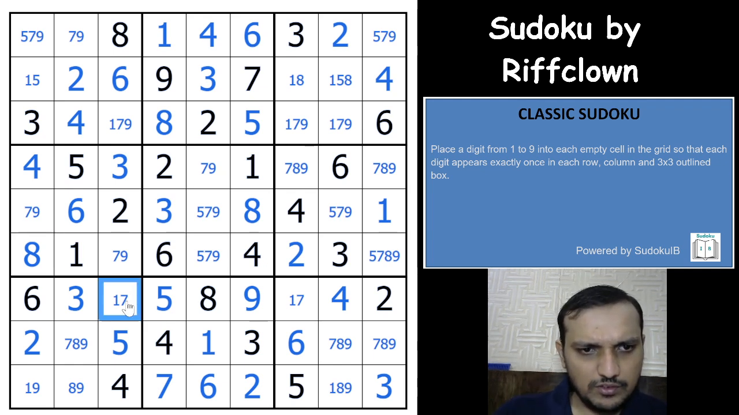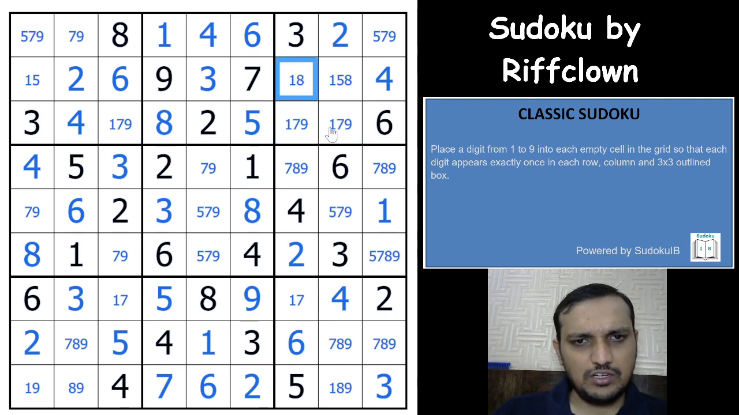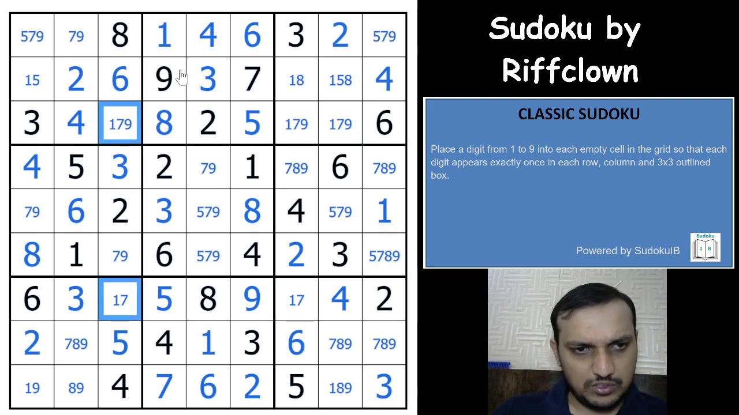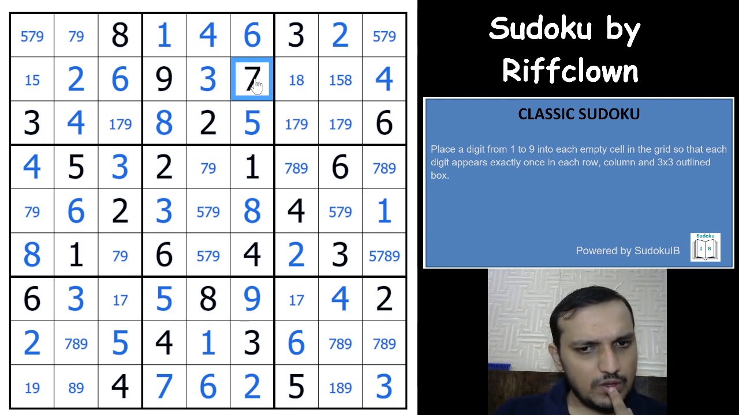I have a 1, 7 here and 1, 7 here. This could have been a finned X-wing. If we could eliminate 7 from this cell, it is because of the finned X-wing, right? So if you had a 7 here, you cannot have 7 in any of these cells, and then 7 would have to be in one of both of these cells, right? But that is not the case now because we already have 7 in that row. Anything else we get here?